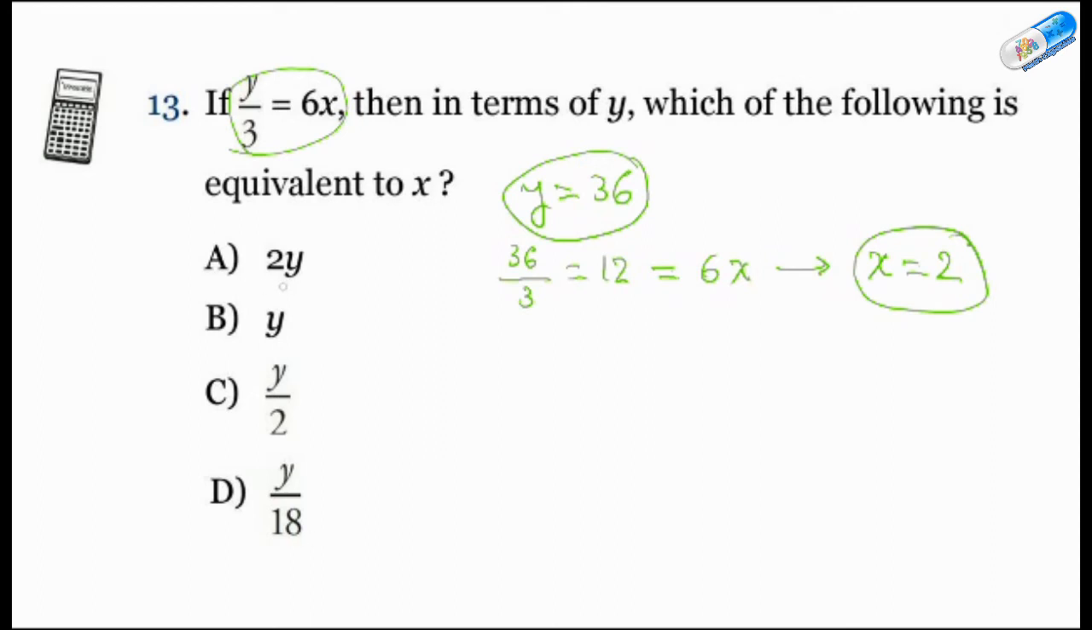So choice A, 2 times y means 2 times 36, of course, is not equal to 2. Choice B, y, which is 36, is not equal to 2. Y over 2 is 36 over 2 equals 18 and is not equal to 2. The last choice is 36 over 18 and this is equal to 2, which is our x. So my answer is letter D.